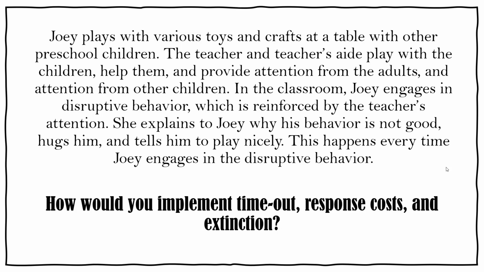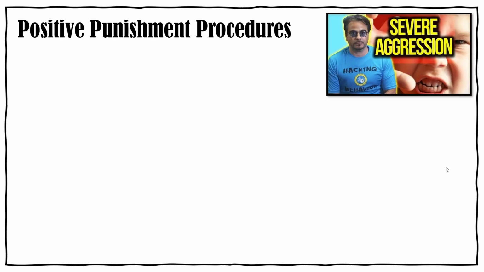And then extinction would be, look at the reinforcing consequence, what's maintaining the behavior, that's your teacher attention. And extinction would be that the reinforcing consequence is not given. So Joey engages in disruptive behavior and nothing happens. The teacher does not come over and provide him attention, so the teacher basically ignores him. So those are the differences between timeout, response costs, and extinction.